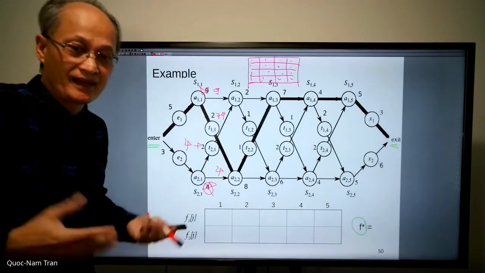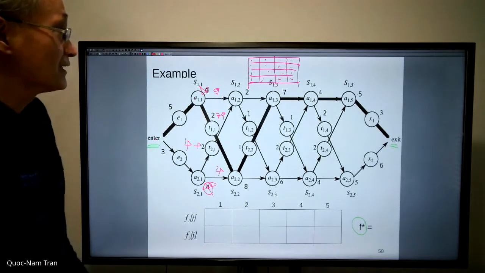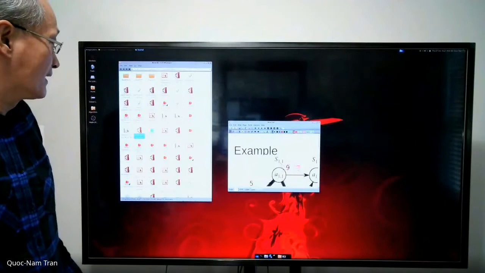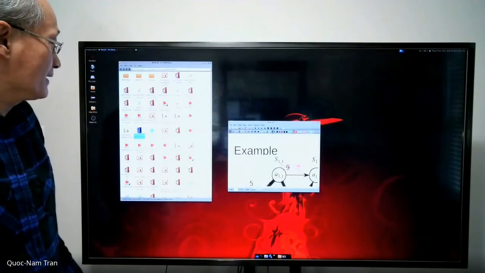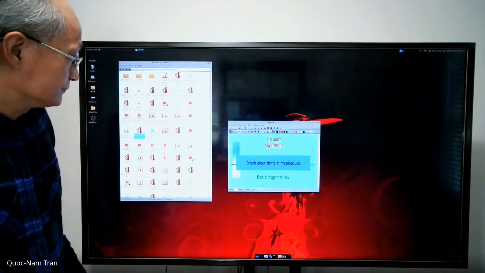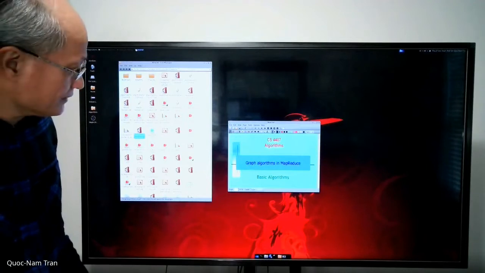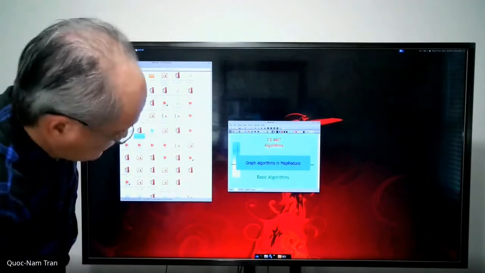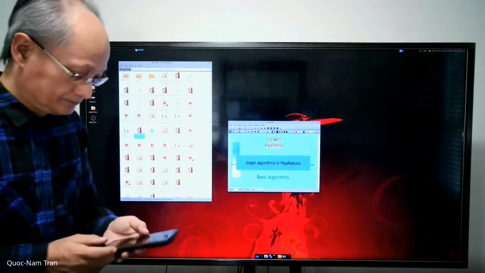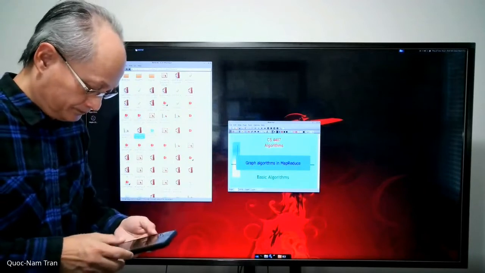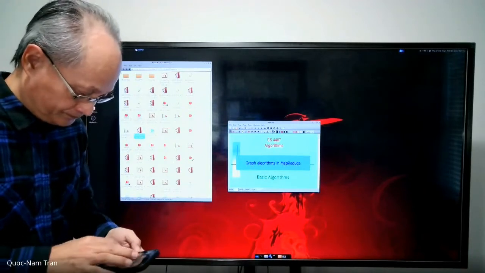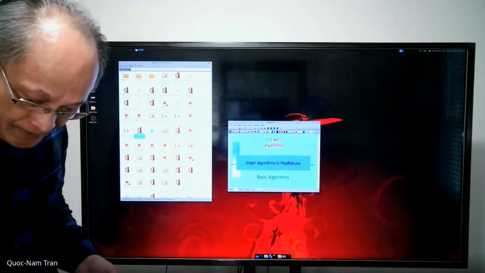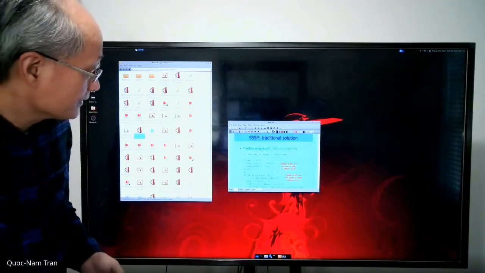Okay, and now let's look at how the Dijkstra algorithm works. Okay, so here is what we have. I think it's about page 31. Okay.